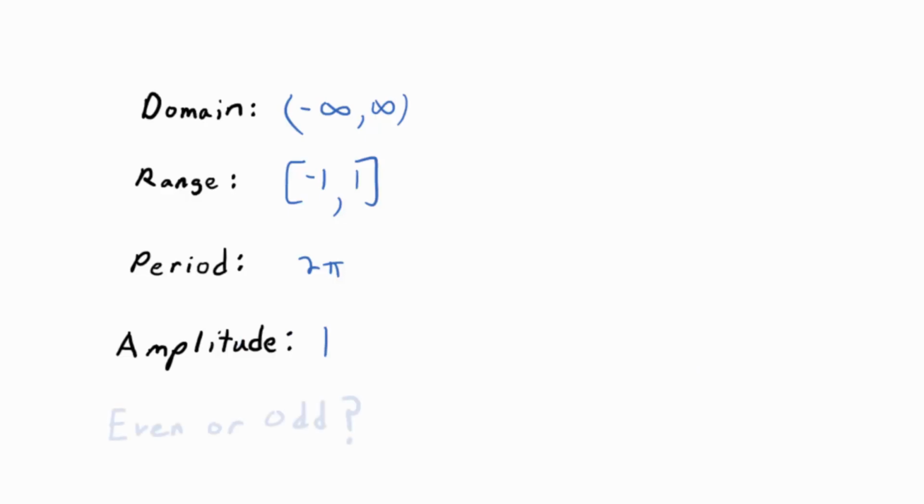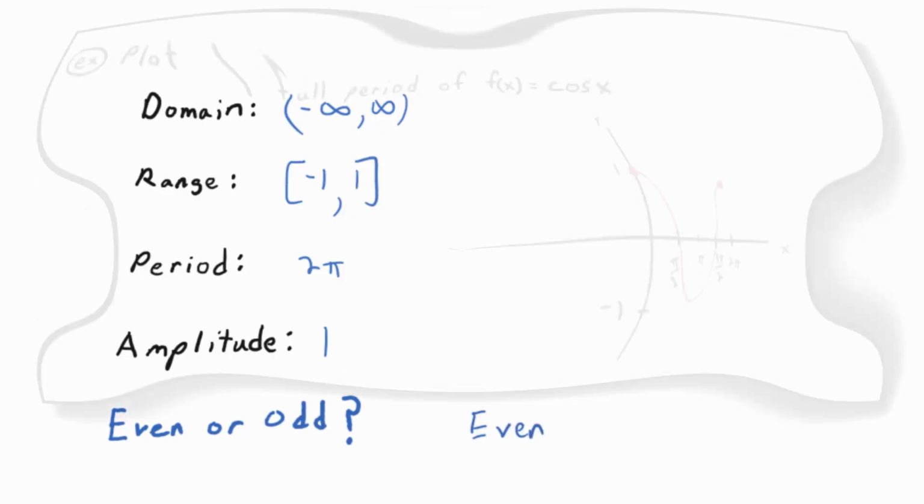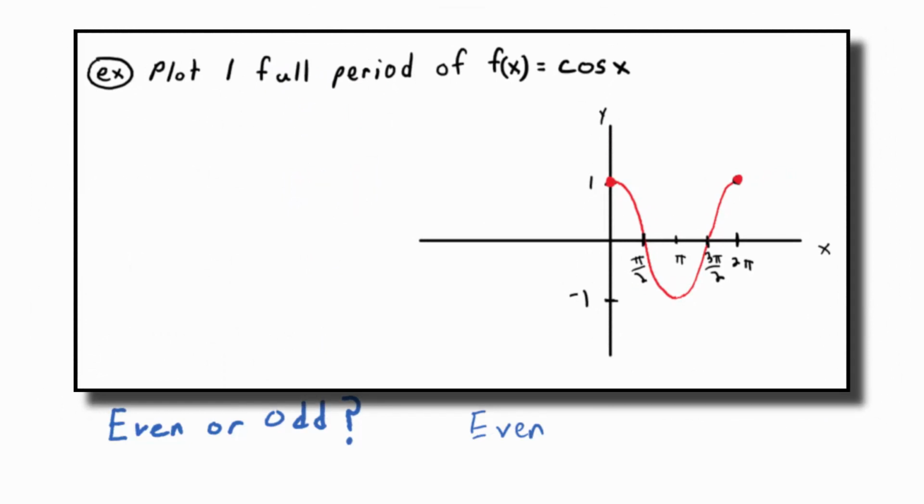But is it even or odd? Even. We know it's even, and let's go back to the picture for a second. What's the main characteristic of an even function? If it's not here, you can't see it because we didn't graph enough of it. But what's the main characteristic of an even function? I'm going to graph one more period to the left. So this would be negative 2 pi over here.